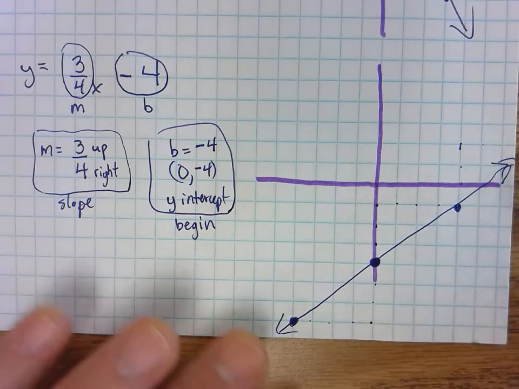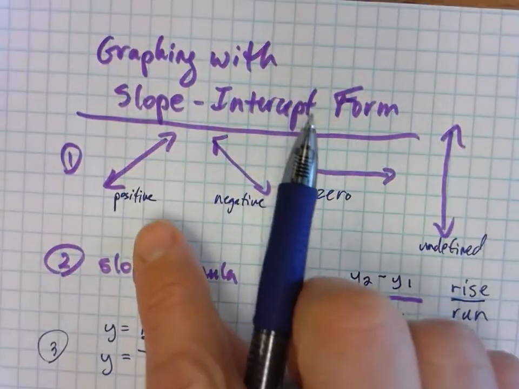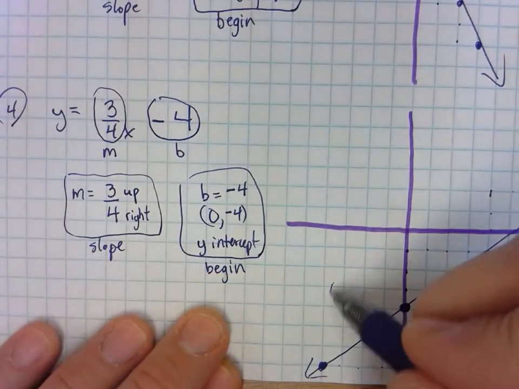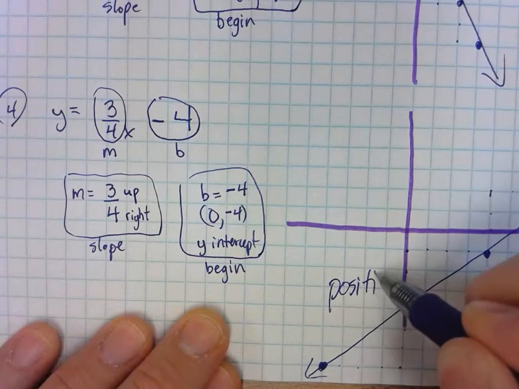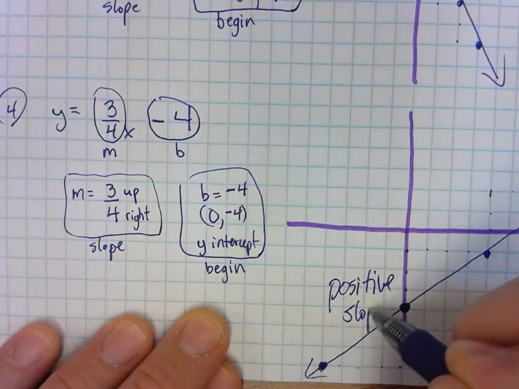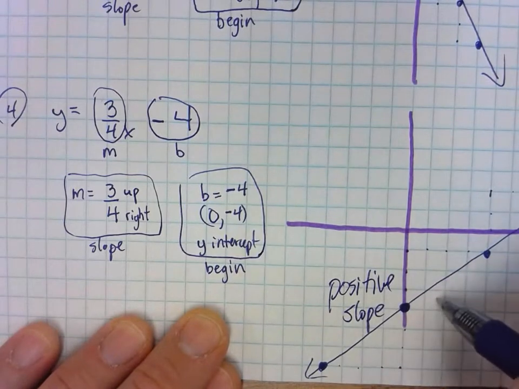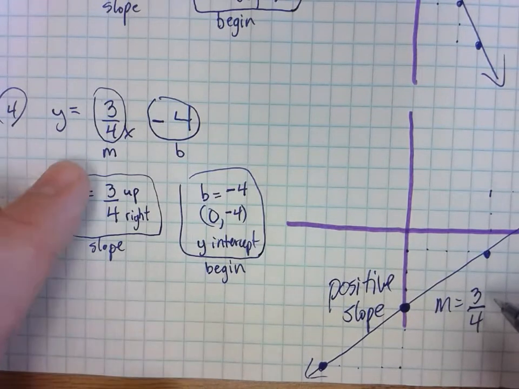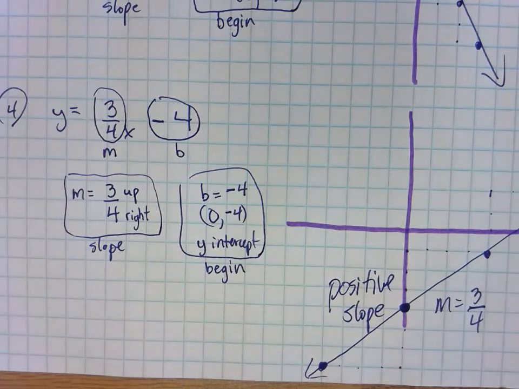What type of slope does that have? Well, if you go back up to the top up here, we can see, of course, this had positive slope, and of course this one does have positive slope. And we know that because my m is 3/4. The 3 is a positive number. The 4 is a positive number. Okay? So that one's got positive slope.